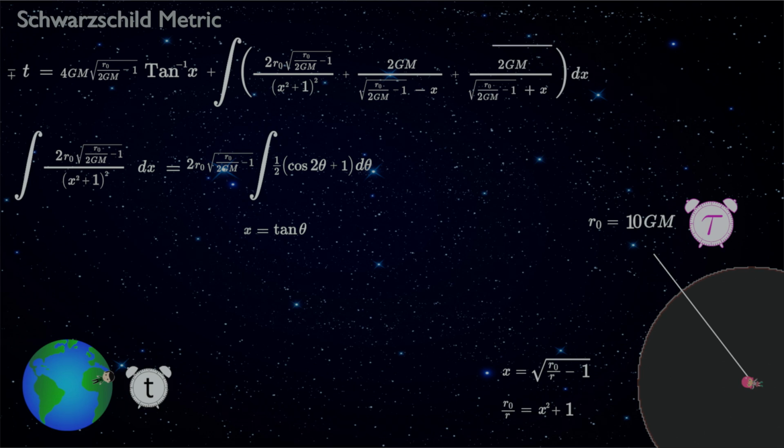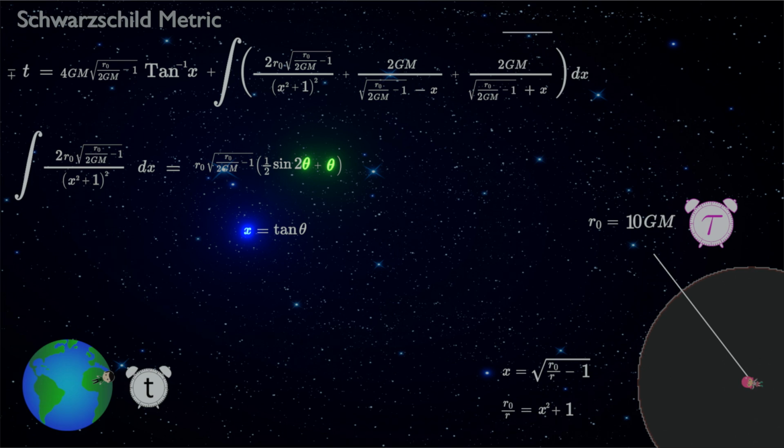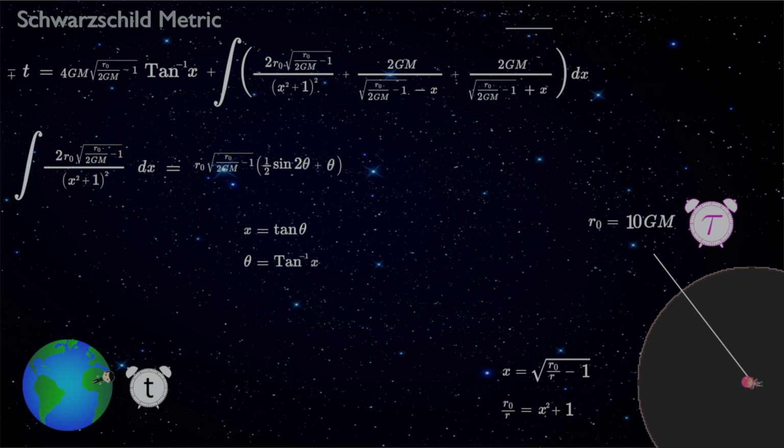Let's bring the 1/2 out of the integral. Okay, now we are ready to integrate. The integral of cos 2 theta is 1/2 sine 2 theta, and the integral of 1 is theta. Now we should write the integral in terms of x rather than theta. We immediately see that theta equals the inverse tan of x, so we can make that substitution right away.